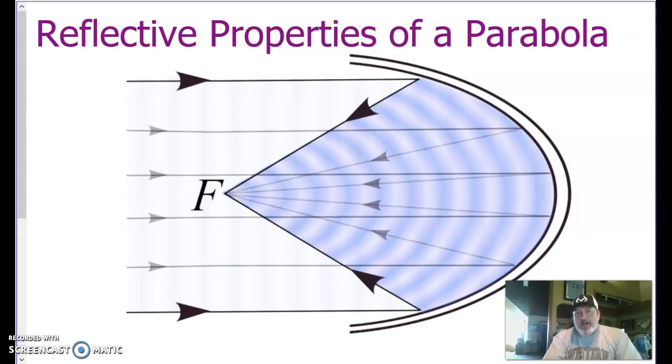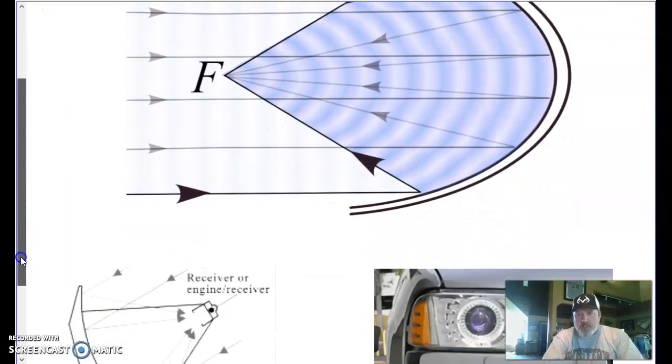All right, reflective properties of a parabola. This just means that if you were to shine light on it, it's going to reflect back to the middle, kind of towards a focal point, if you will. If you think of a magnifying glass, as that sunlight comes in, you can focus that beam into a small focus.